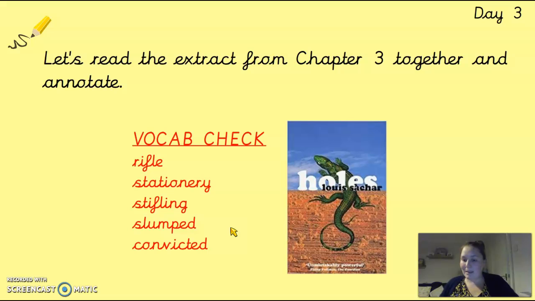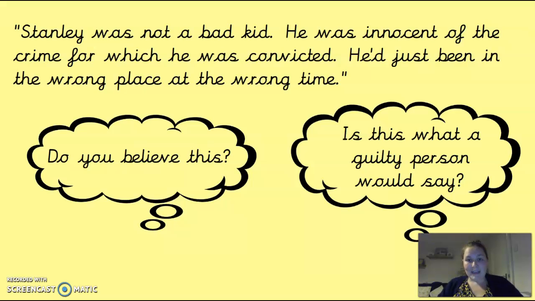I hope that you were able to make some notes as I read along, either on the extract itself or on a piece of paper. There's one final thing that I would like you to do now with that extract. So the very last part that I read said, Stanley was not a bad kid, he was innocent of the crime for which he was convicted, and he'd just been in the wrong place at the wrong time.